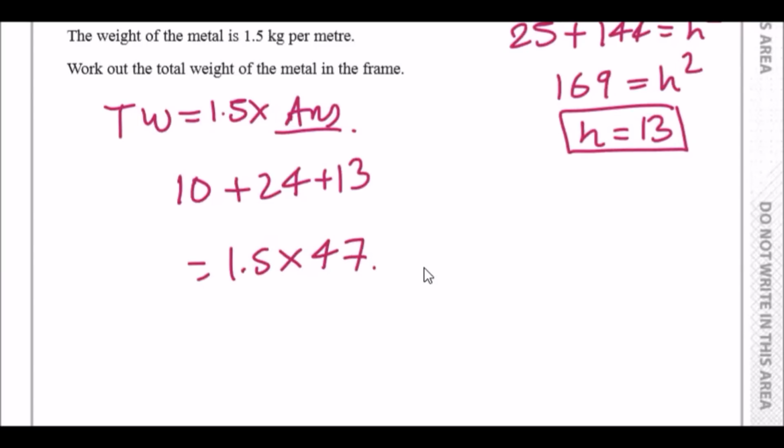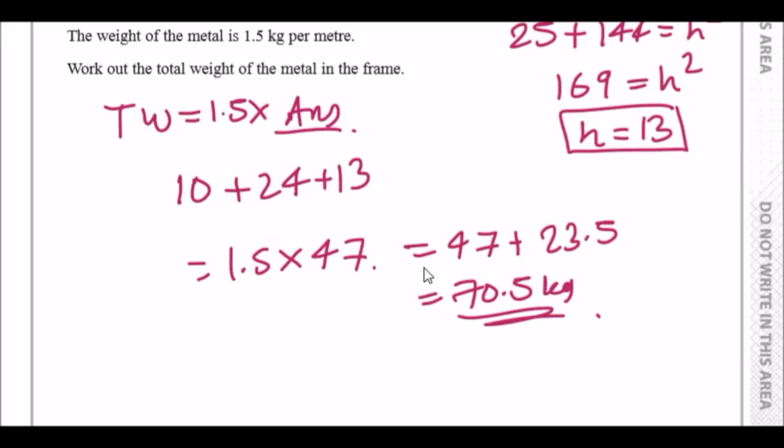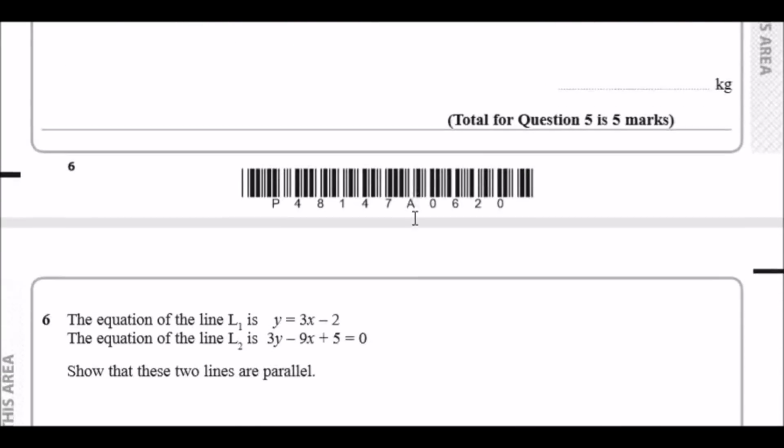Again, using any method, I just split this up, as I always do, as 1 times 47, which is 47, and then 0.5 times 47, which is the same as half of 47. Half of 40 is 20, and half of 7 is 3.5, so 23.5. Then add them together and you get 70.5 kilograms. So whatever works for you guys, yeah? Right, not bad. Let's move forward.